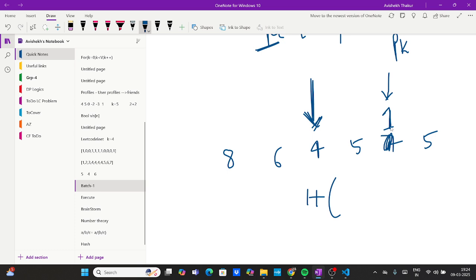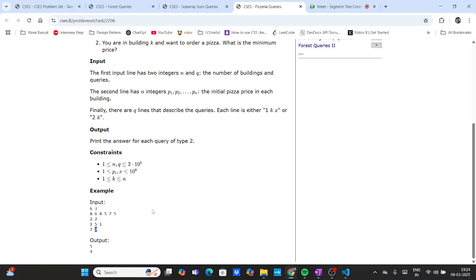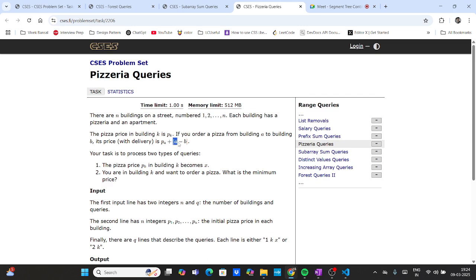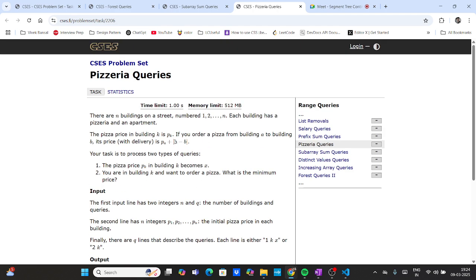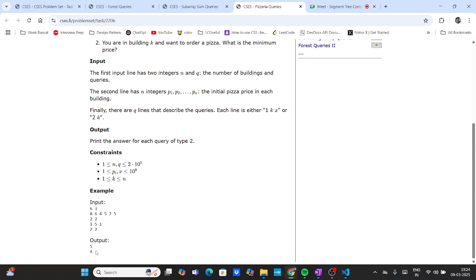If I bring it from here, it's three, nothing but 1 plus 1 minus 4. No, no. Indexes we need to subtract, a minus b, where a and b are our indexes. I think three is the answer. The answer is 4.